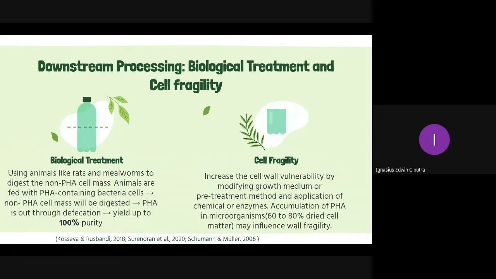In biological treatments, animals are used to digest the non-PHA cell mass. The process is performed by feeding the animal with PHA-containing bacteria cells, and then the non-PHA will be digested by the animals, while the PHA itself is excreted through defecation, resulting in up to 100% purity. For cell fragility, this method is done to increase the cell wall vulnerability by modifying the growth medium or by pretreatment methods like osmotic pressure, temperature, and pH, and also by adding chemical compounds or enzymes.